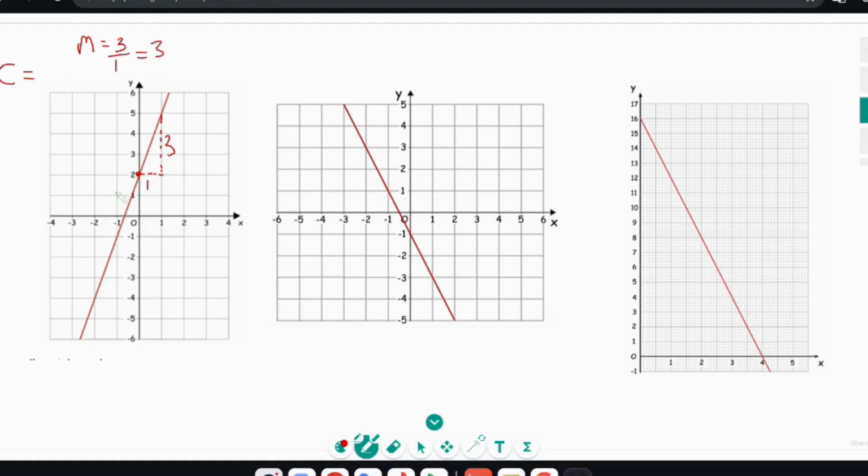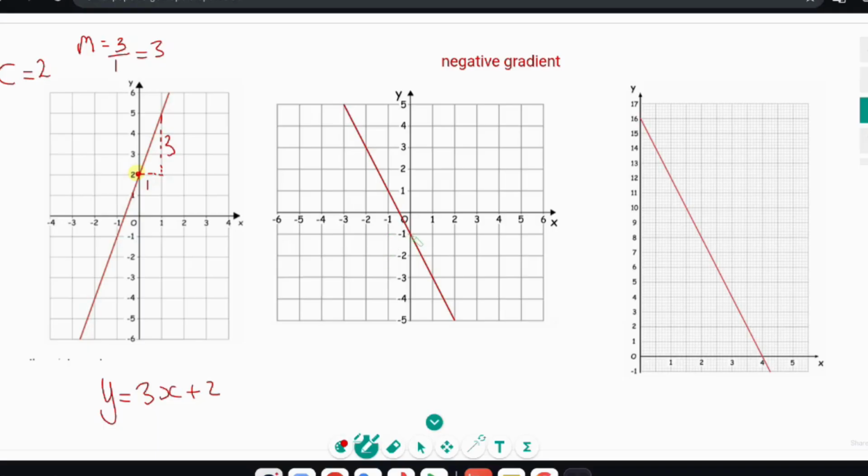Your y-intercept is 2. So the equation of the line is y equals 3x plus 2. Now, if you notice, for the second question, it's sloping downhill. If it's sloping downhill, so from left to right it's going down, we have a negative gradient. We find the gradient in the same way, it's just we stick a minus in front.